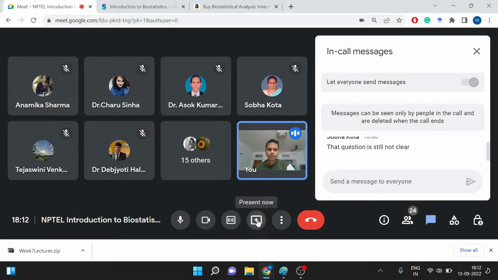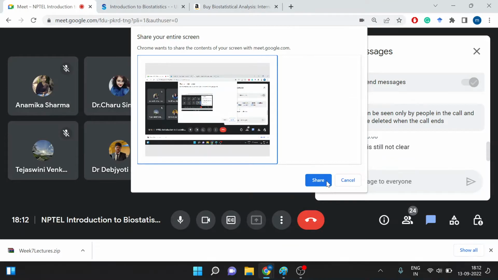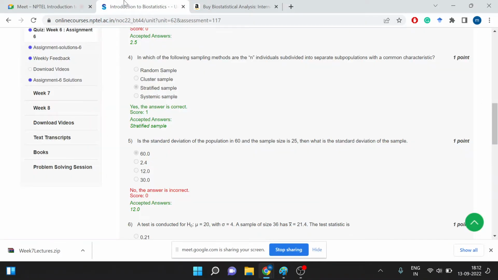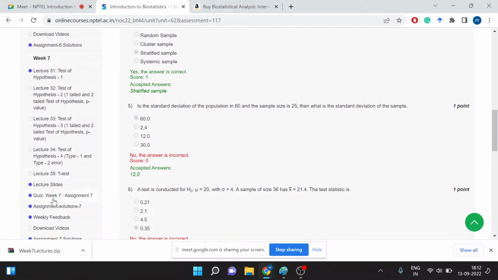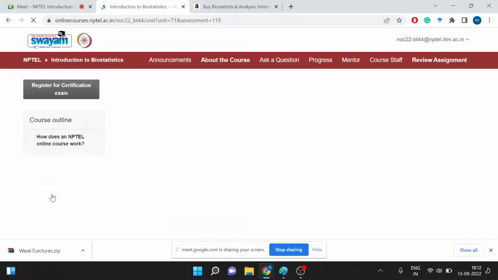Okay, can everybody see my screen? I've just shared it. Yeah, can everyone see my screen? Yes, I can see it.